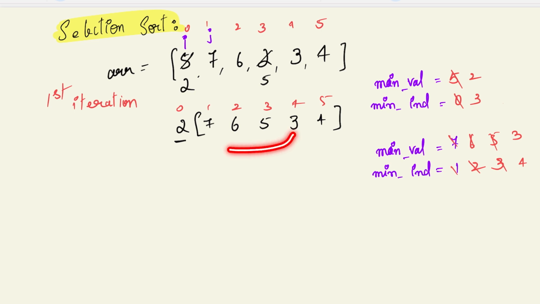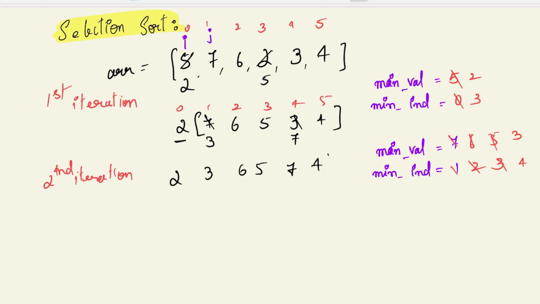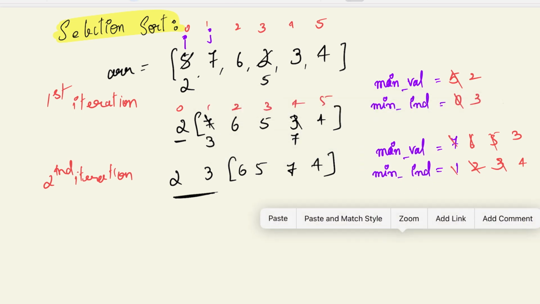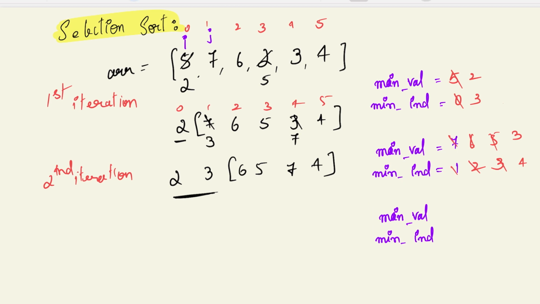Now we have to swap these two elements. So in the second iteration, the resultant array is like this. It will be 3, and 7 goes here: 2 3 6 5 7 4. You have to check this part. These two are sorted. So from now the min value is taken as 6 and min index is taken as 2, right? Now we will go forward.